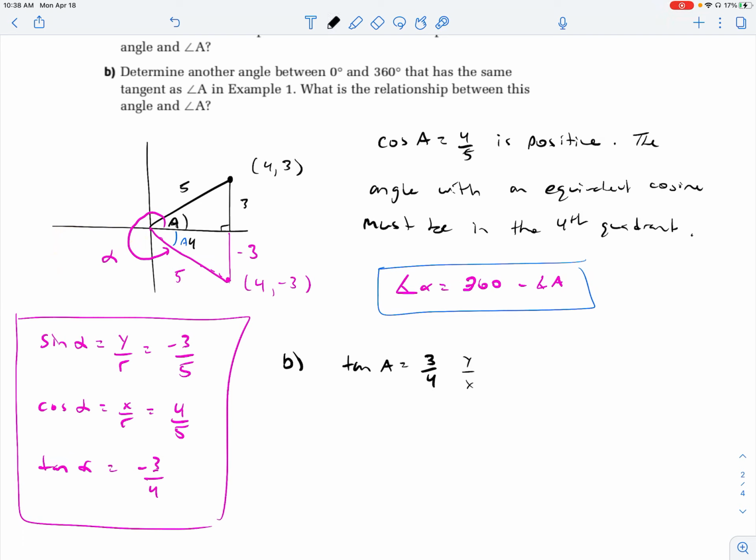So we can say the second angle must be in quadrant 3 because its tangent needs to be positive.